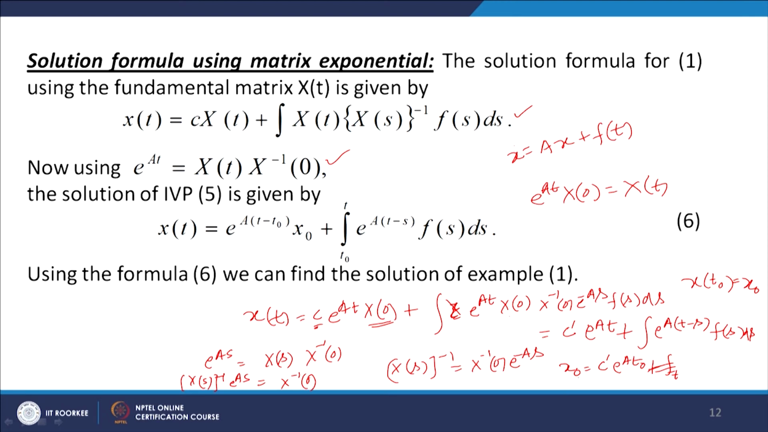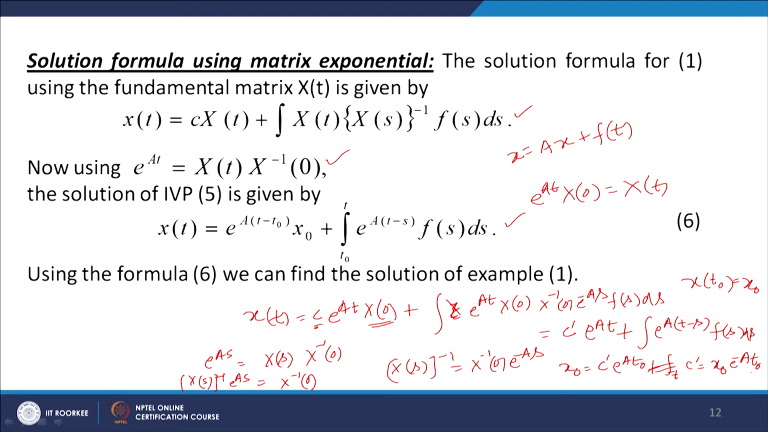So x(t0) equal to x0 equals c dash e^(At0), and therefore c dash equal to x0 into e^(-At0). So you put here c dash equal to x0 into e^(-At0). So we will get e^(A(t-t0)) into x0 plus this integral. You can put here t equal to t0, this integral vanishes, and what we get is x(t0) equal to x0.